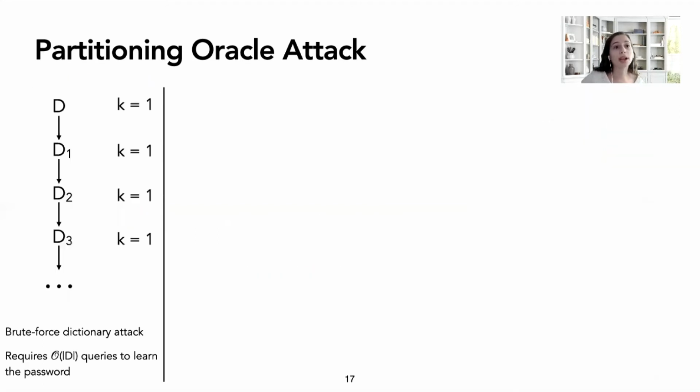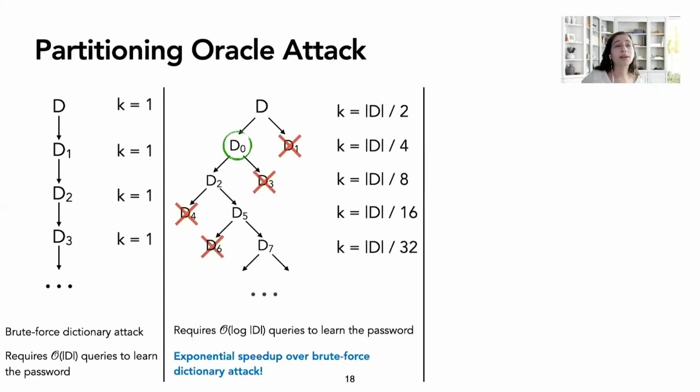Comparing these attacks more directly with a brute force dictionary attack, the attacker can only eliminate one password with each query, meaning this will require big O in the size of the dictionary number of queries to learn the password. However, for a partitioning oracle attack, with each query, the attacker can eliminate half of the password dictionary every time. The attacker can continue with this binary search-like technique until they recover the target password. This means only big O log in the size of the password dictionary number of queries is needed to learn the password. Notice that this is an exponential speedup over a brute force dictionary attack.